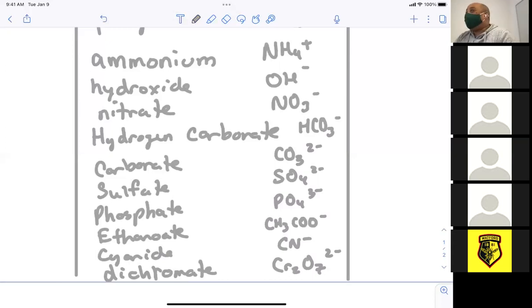Any other ions they might use, they're obligated to tell you what the names are because the IB literally says you must know these 10 polyatomic ions. It says students should be familiar with the name, formula, and charge of the following polyatomic ions, and these are the ones they list. So these are the 10. Anything else is not mandatory to know. So you don't have to know permanganate. You don't have to know chromate. They will have to tell you. They're obligated to tell you the formula for those.